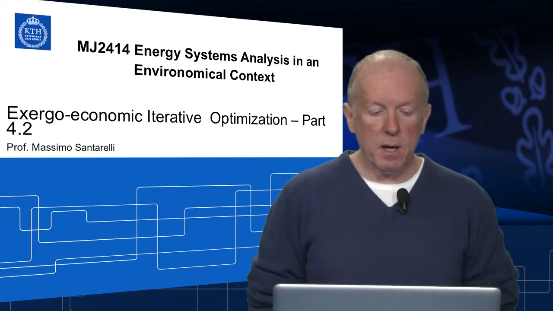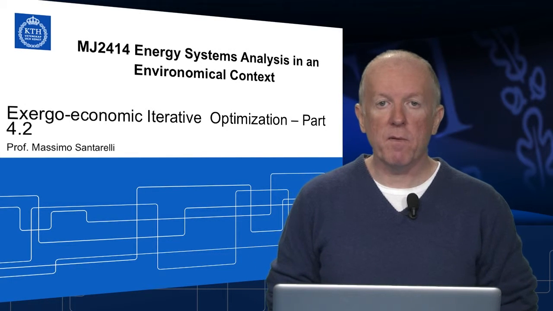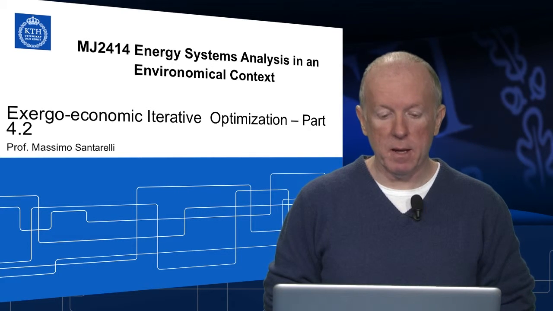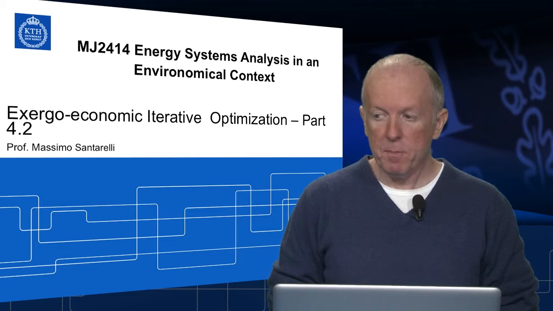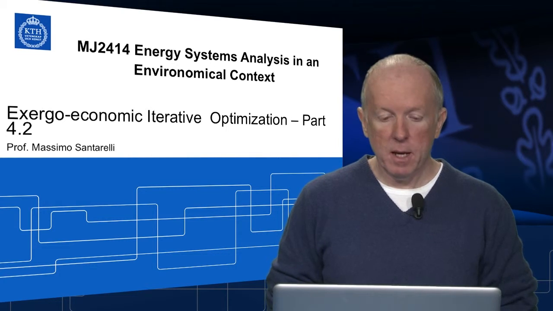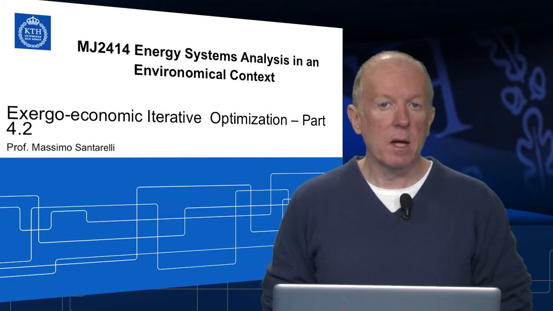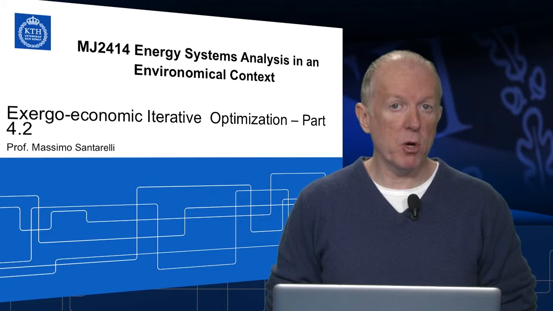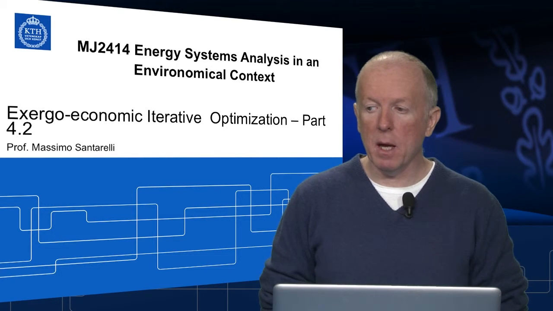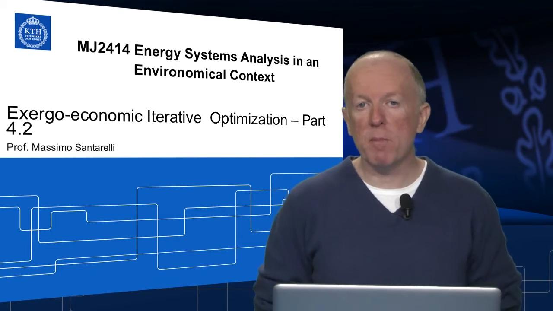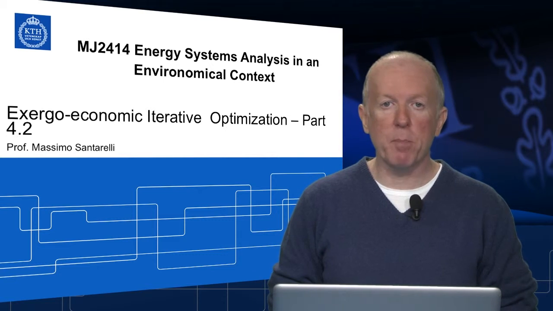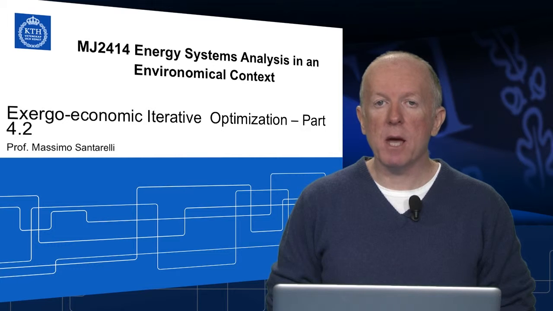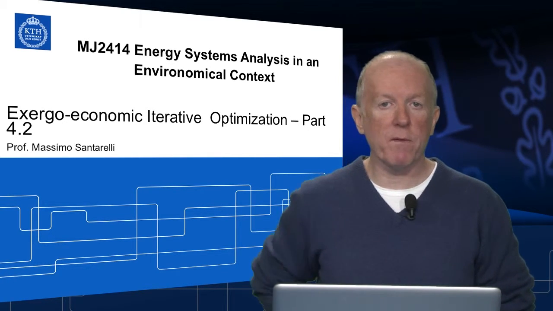Hello, we start now the second part, part 4.2 of this module on exergonomic iterative optimization. So we have seen so far the methodology, and we have individuated the most important variables to be taken from the thermoeconomic analysis, which are mainly the relative difference of the unit thermoeconomic cost between fuel and product, component by component of the system, of course, and the exergonomic factor of every component of the system.